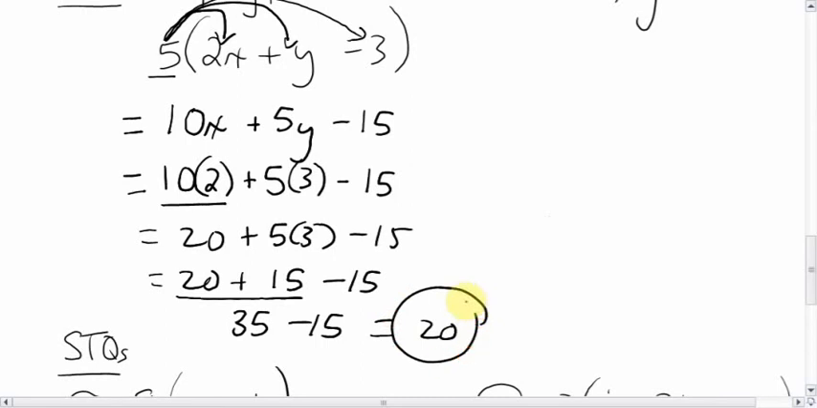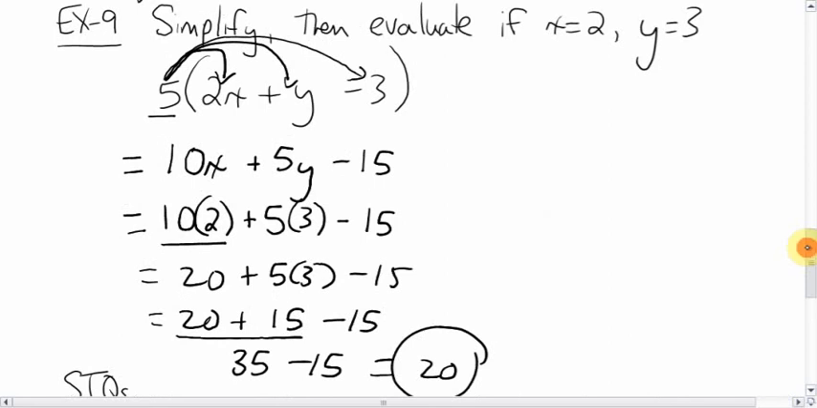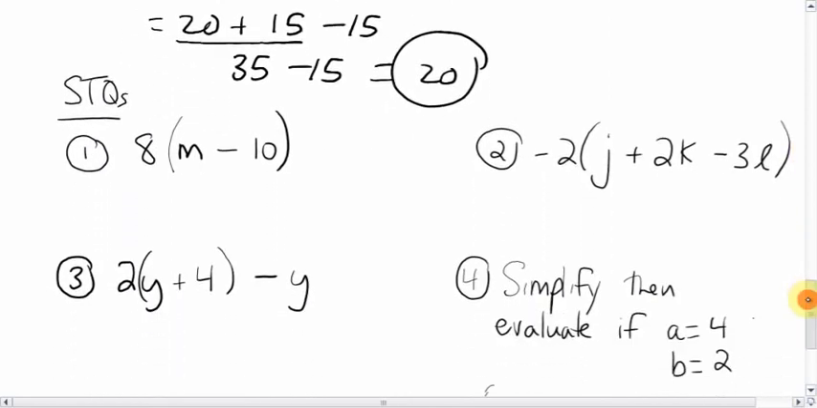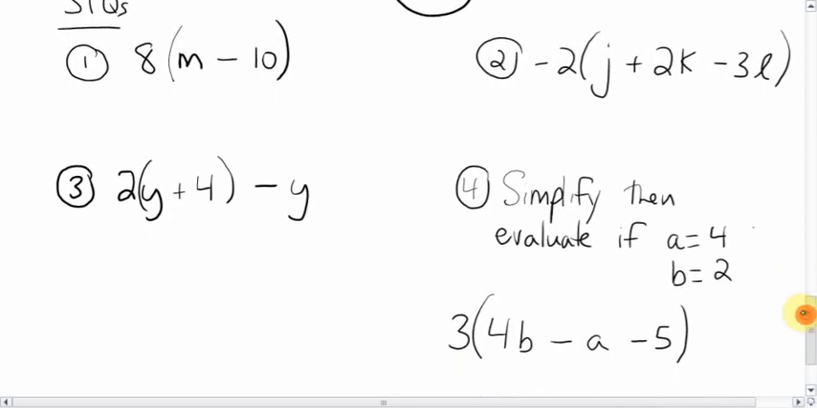Okay, so I know you're probably thinking it started off pretty easy, then it got a little bit ugly. Well, yeah, sorry, I guess it does. Here are your skill testing questions, only 4 of them. So that one's pretty easy. It gets a little bit harder.